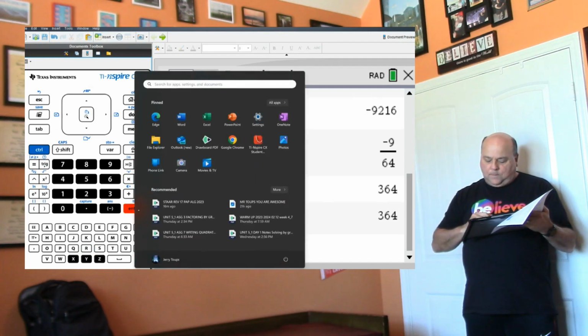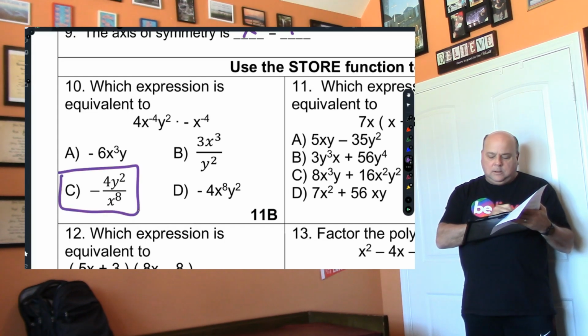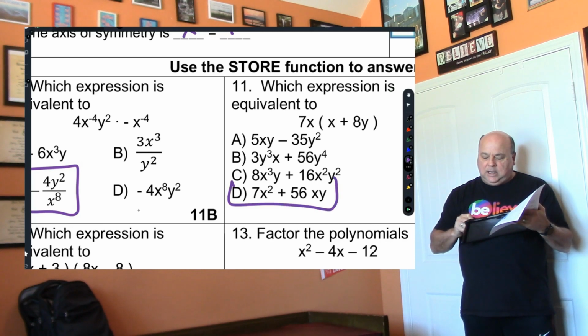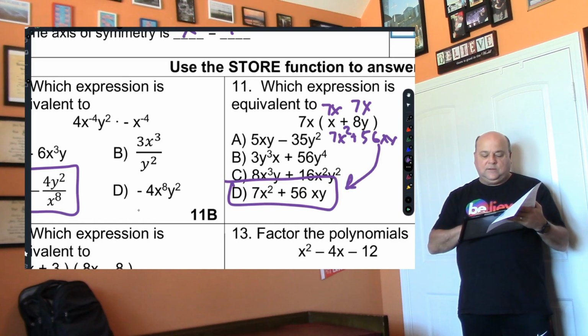So let's go back to our paper. Okay, so this problem right here, and this is a negative 4 right here. I need to make these negatives bigger, okay? But this was C, and on this one right here, it's going to be D. Notice if we distribute 7x, we'll get 7x squared plus 7 times 8 is 56, and then we have our x and a y, don't we? Okay, so that's how it works.